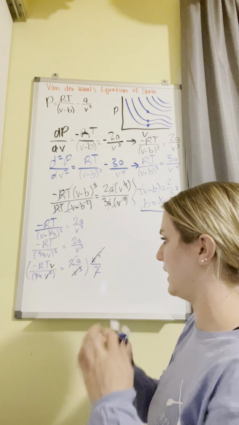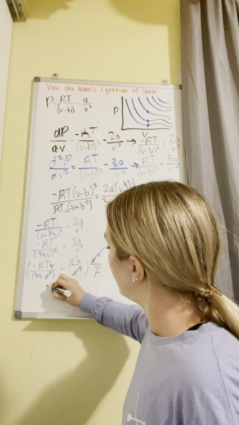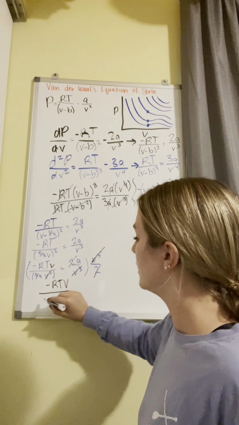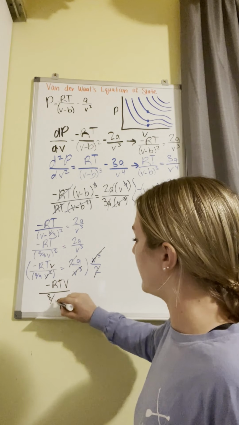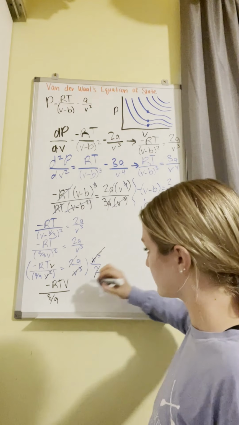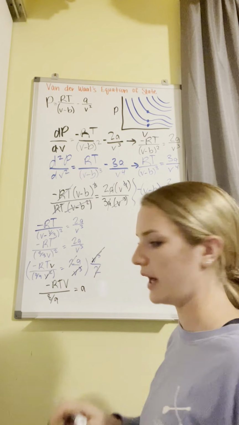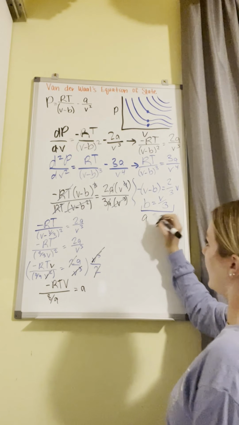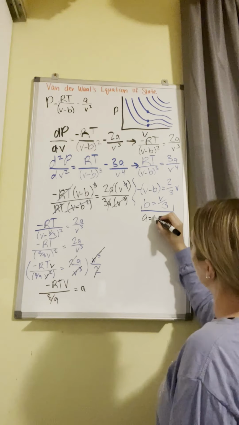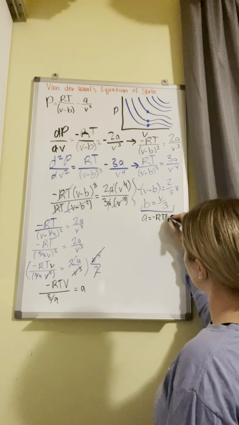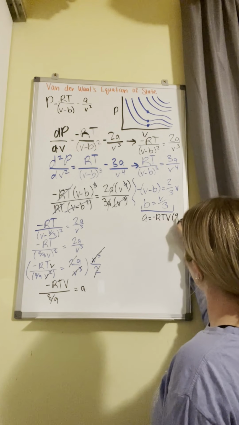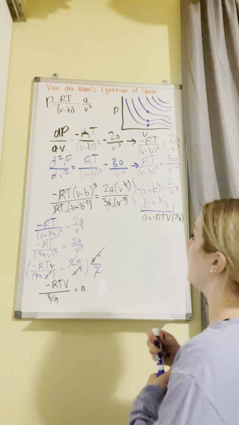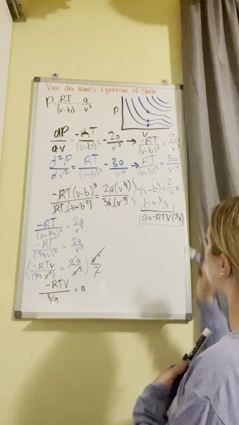So we are going to get negative RTV over 8 divided by 9. And this is all going to be equal to A. So if we rewrite this, we can now see that A equals negative RTV times 9 divided by 8. So that is our new value for A.